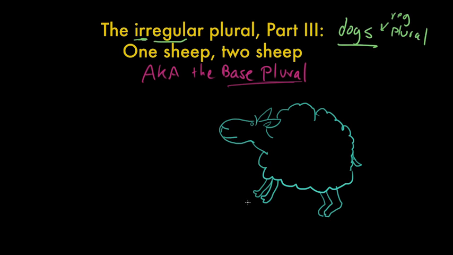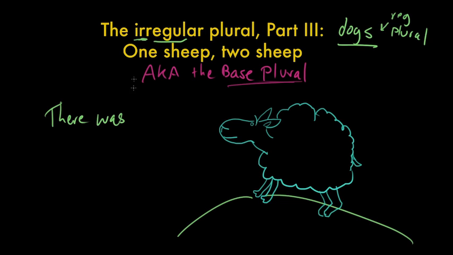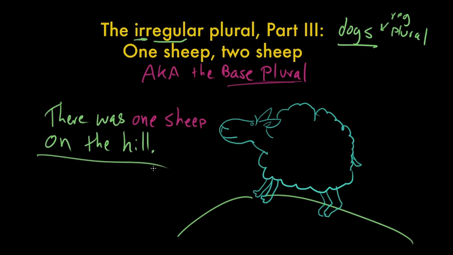So, let's, there was one sheep on the hill. There's a sentence. What if we put another little baby sheep on that hill? Little lamb. Well, now the sentence looks like this.